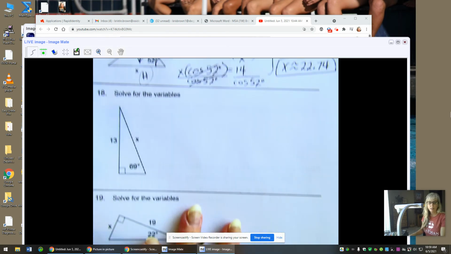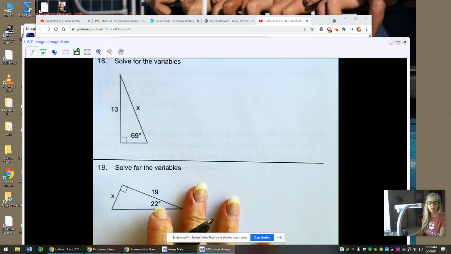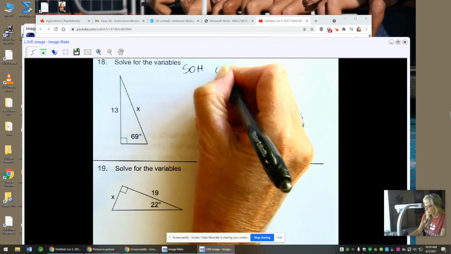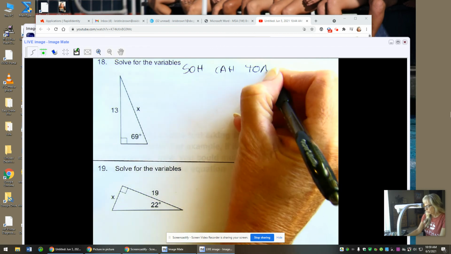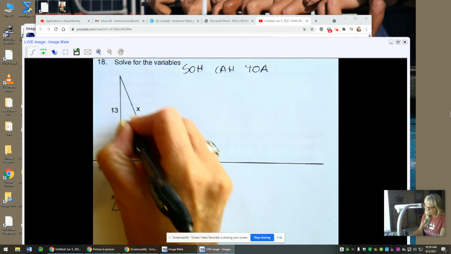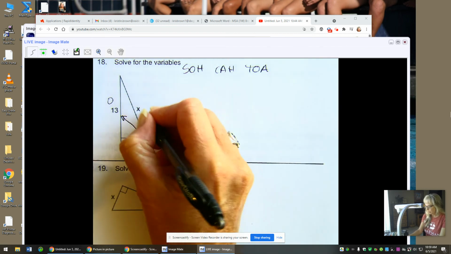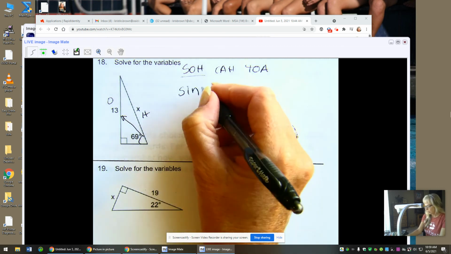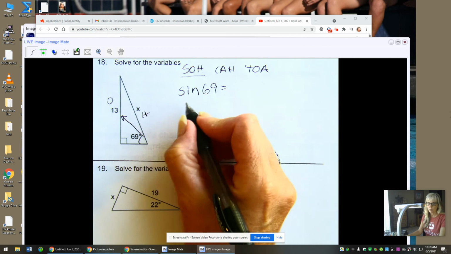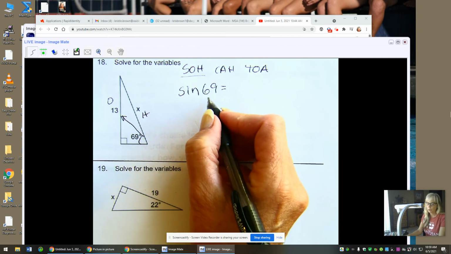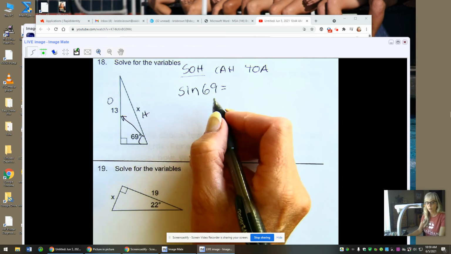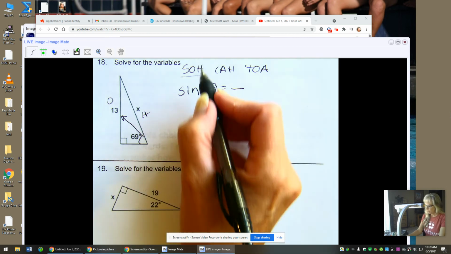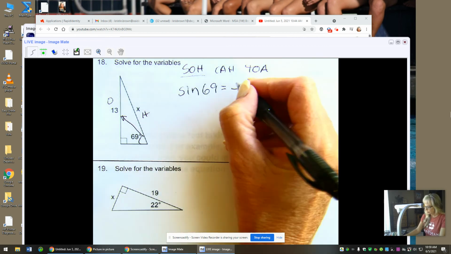Moving on, 18. Solve the variables. There's only one again. Same problem, SOHCAHTOA is a useful tool. Start with the reference angle. We have opposite and hypotenuse. That tells us sine is the trig function. Every single time we set up the trig function next to the angle: trig function, angle, equals ratio. The ratio is opposite over hypotenuse, 13.